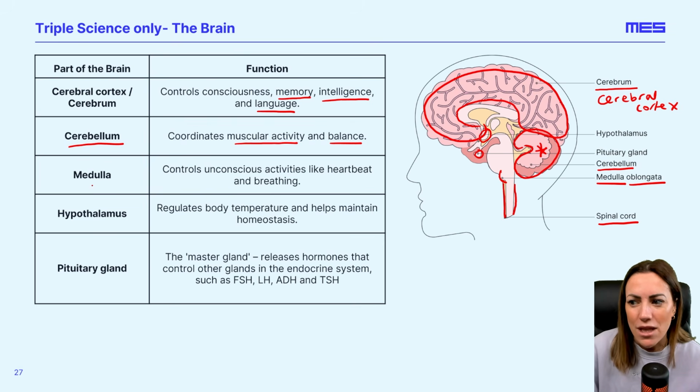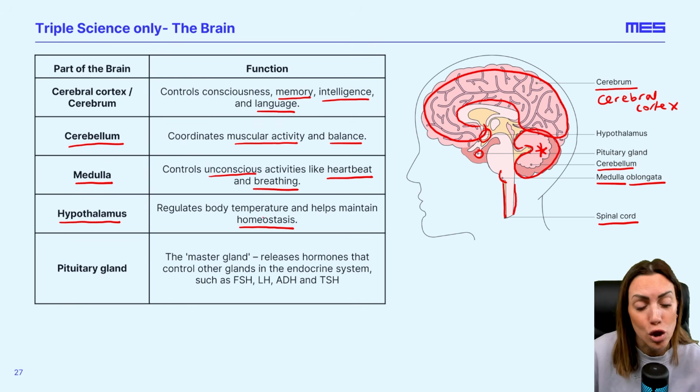The medulla, or the medulla oblongata, is involved in unconscious activities, so things that you don't have to think about. This is actually part of your autonomic nervous system. So things like control of your heart rate or your heartbeat and your breathing rate that you don't consciously think about will be controlled by your medulla. The hypothalamus is involved in homeostasis. You should know what that is: maintaining a stable internal environment to provide the optimum conditions for enzymes and cell function. So for example, it's involved in temperature regulation. It's also involved in maintaining the concentration of water in your blood. So it's linked to homeostatic mechanisms.